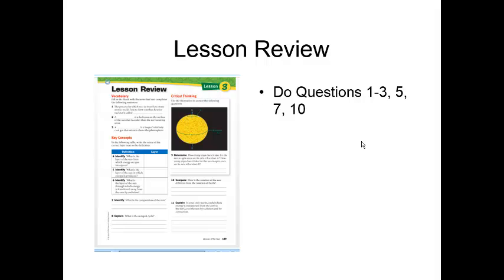Or if you didn't have any questions about the sun, then you need to write a test question and include the answer. Please remember to get a signature either by myself if you finished them, if you had a chance to do them in class, or if you took them home, they need to be signed by a guardian or a parent.